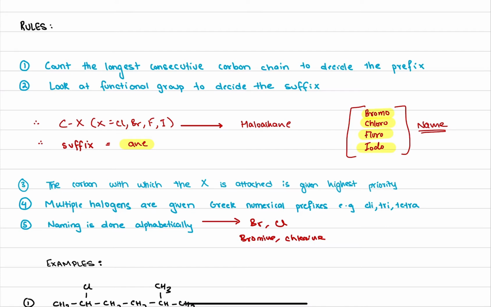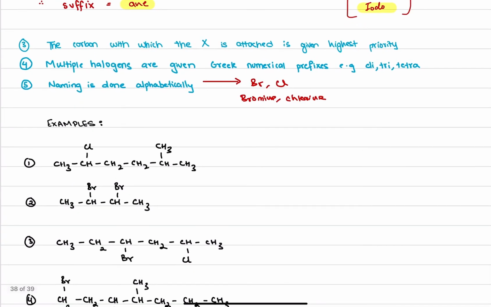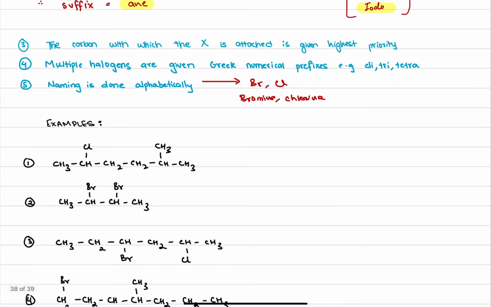Let's see how we will do this. Now let's do some questions and perhaps it will get clearer. In the first example, you can see it's still a monohaloalkane, mono because there's only one halogen in this molecule. So like before, let's count the longest carbon chain. This is 1, 2, 3, 4, 5 and 6 carbons.